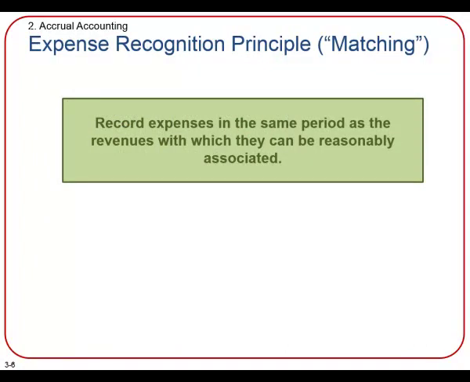Now, the business activities that generate those revenues also create expenses. And under the accrual basis of accounting, expenses are recorded in the same period as the revenues to which they relate. This is what accountants call the expense recognition principle, or the matching principle: record expenses in the same period as the revenues with which they can be reasonably associated. And it is the timing of the underlying business activities, not the cash payments, that dictate when expenses are recognized. There are 3 possible cases here too, for when the cash can be paid in comparison to when the expenses are recorded.